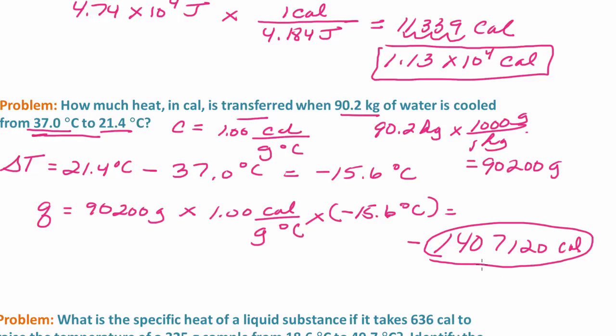So let's go ahead and fix this as far as significant figures. We can only have 3. So what we have is 1.41 times 10 to the 6 calories.